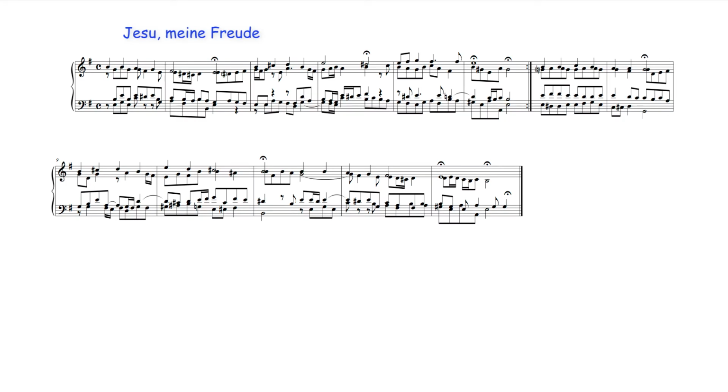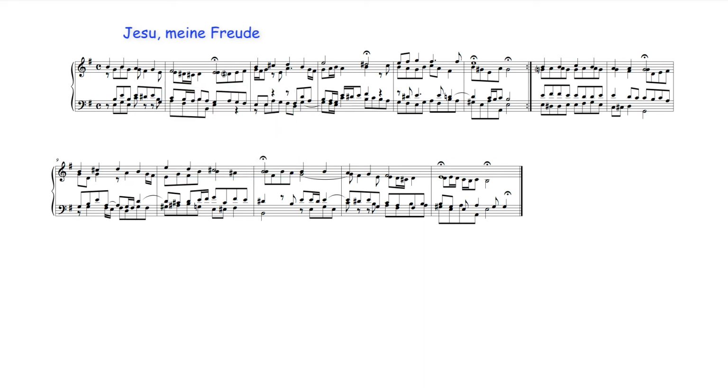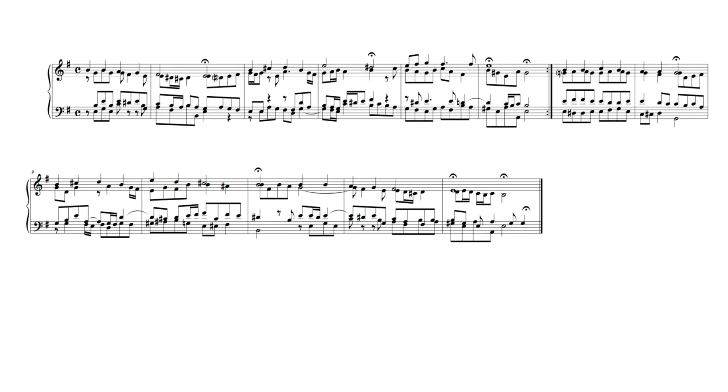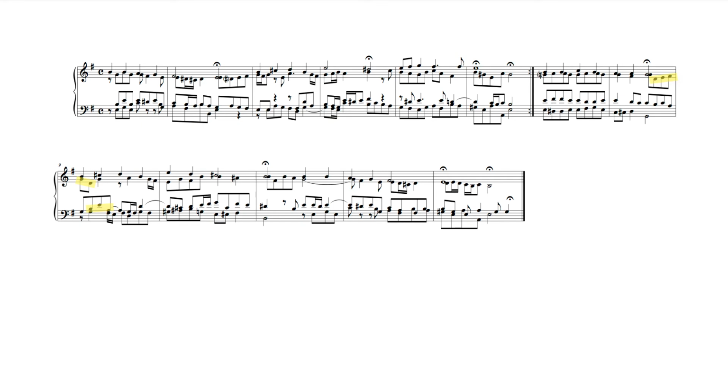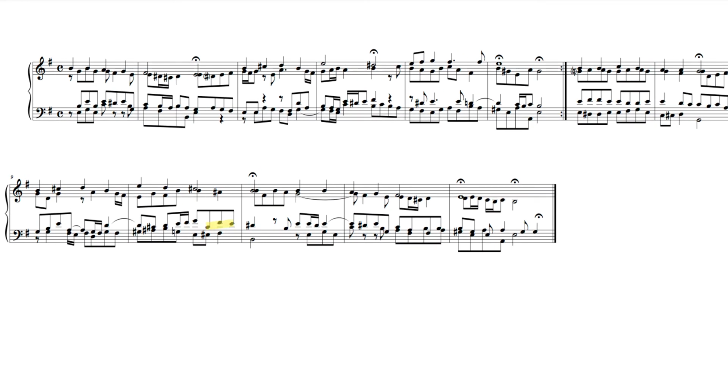In Chorale 283, Bach introduces this eighth note motif, which he uses in different guises throughout the chorale. Here he uses it imitatively between the bass and tenor, here between the alto and tenor, and here he moves between the tenor, alto, bass, and back to the tenor.